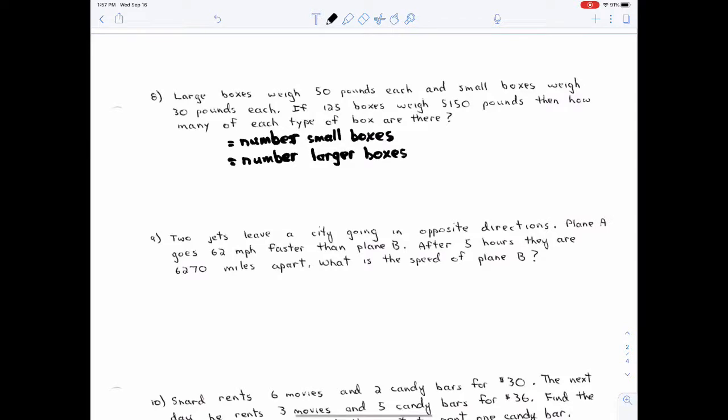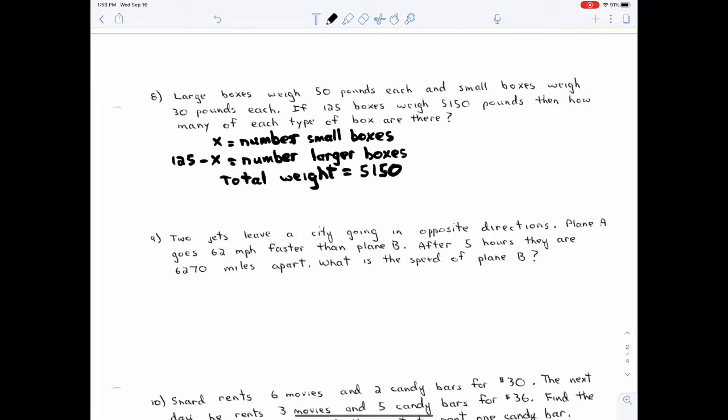Okay, do they give us a relationship between these two things? Yes, there are 125 boxes. Okay, so we can get away with one variable. It doesn't matter which one we know first. We'll call this one X. This is 125 minus X. Okay, now what's this say? The total weight, not total number of boxes, but total weight is 5150.